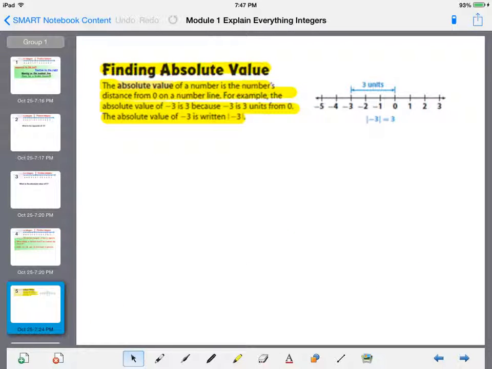Absolute value is the number's distance from 0 on a number line. So if they give us, just to review, the absolute value of negative 3, and if that's where I am on the number line, negative 3, and they want to know my distance from negative 3 to 0, I'm 3 units away. 1, 2, 3. So don't be confused about absolute value. It just means what is the distance between that number on the number line and 0. Whether it's a negative number, a positive number, you just want to know the distance or how many units away you are from 0.